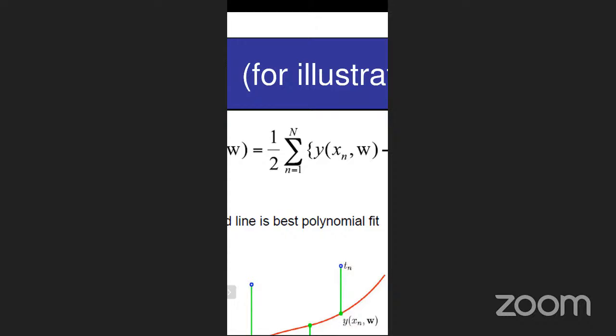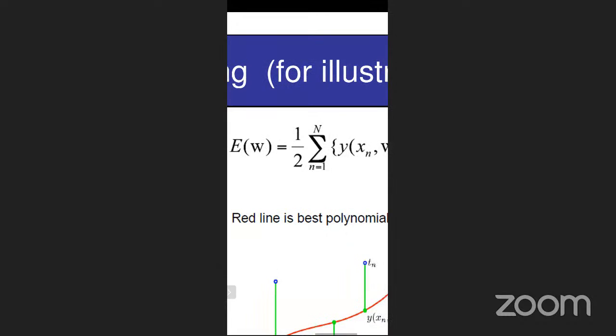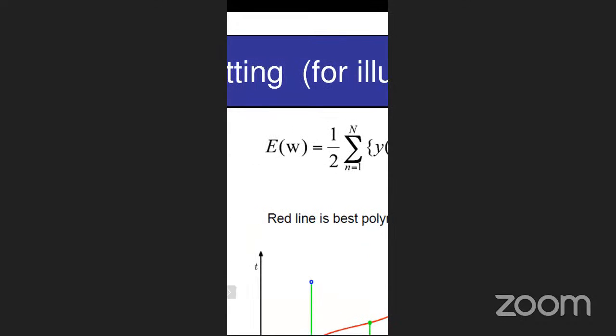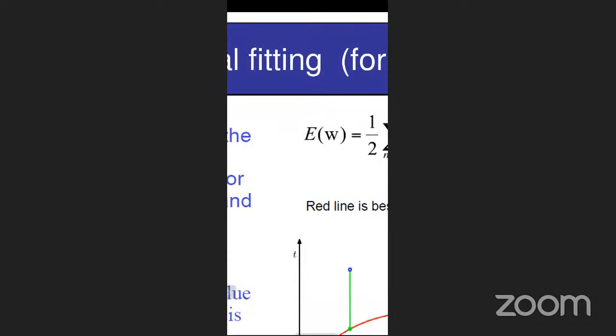Zero. But that may or may not be achievable, correct? You may not be able to get the minimum value of 0. But at best, what you will do is you will find the parameters w such that this error function is as low as possible.